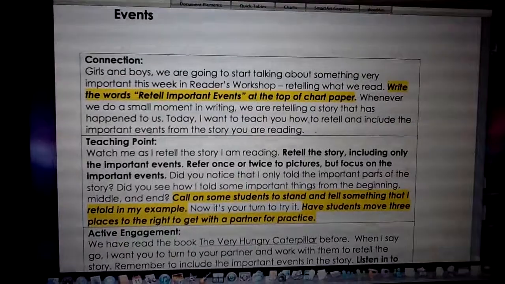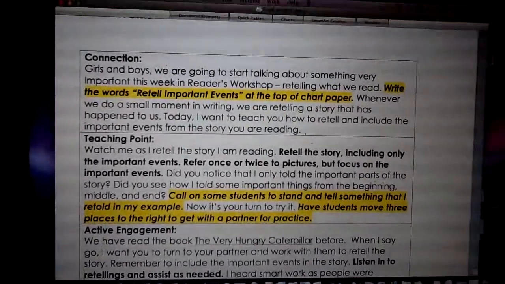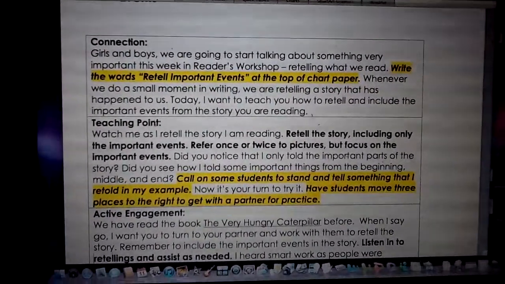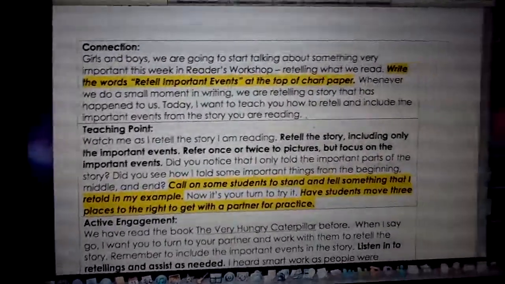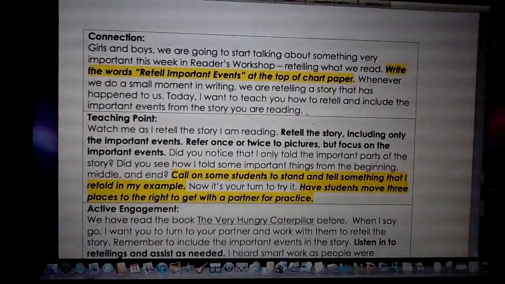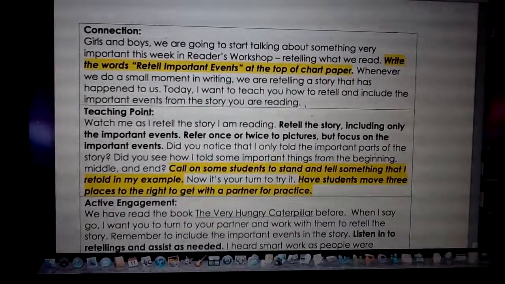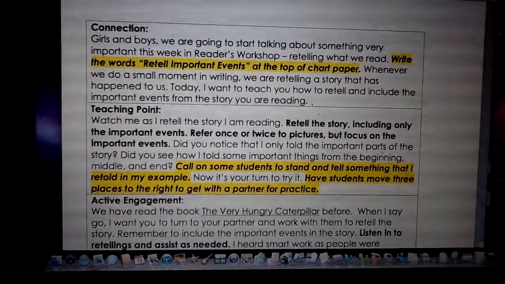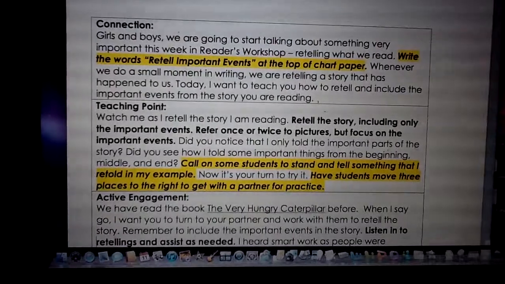So in the first part here, when we're talking about connections for the students, I'm going to not only tell the kids what we're doing today, but I'm also going to write up on either a board or chart paper the words "retell important events." And this is going to give my visual learners the opportunity to see for their own eyes what we're doing today, not just hear it like in the previous lesson.